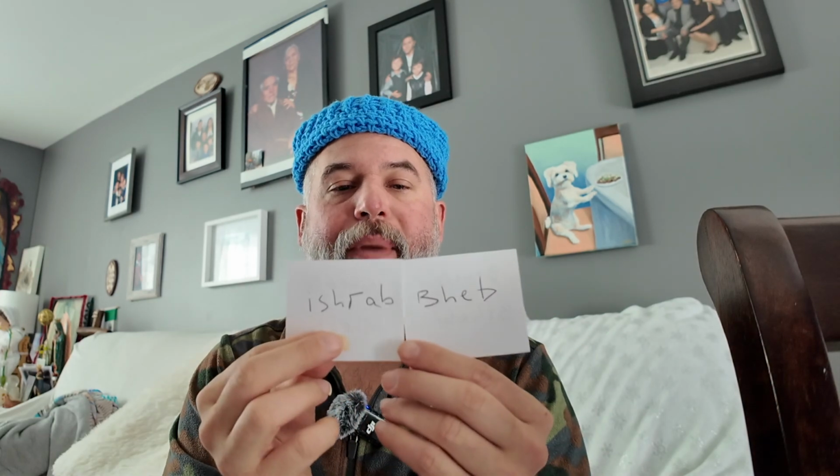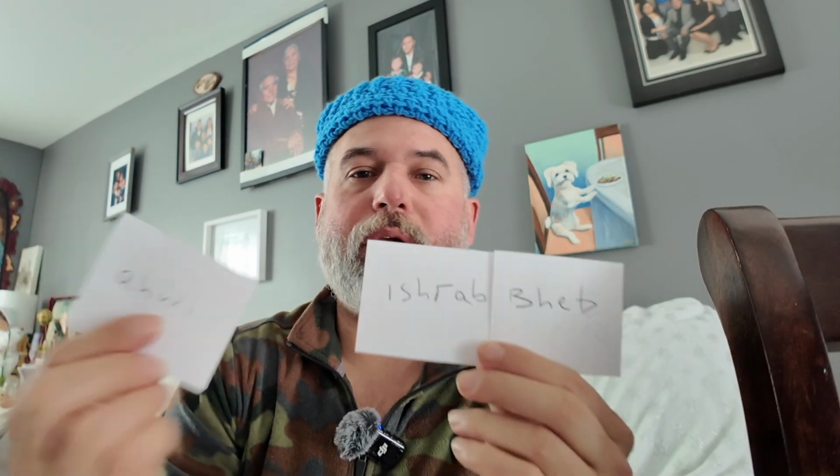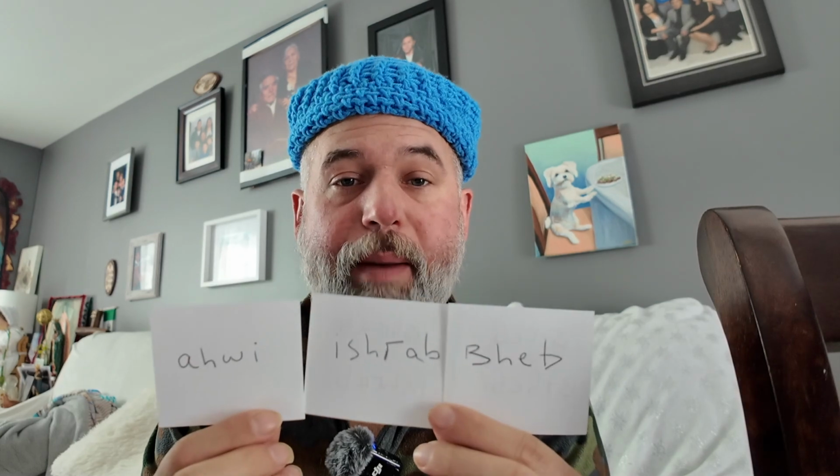Clearly, yes. So now I have a handheld matrix. Yeah, I can literally be like beheb, beheb, beheb. What do I like? Beheb ishrab ahwi. If you like to drink coffee, say beheb ishrab ahwi. If you don't, say ma beheb ishrab ahwi. But of course you do. So say beheb ishrab ahwi.